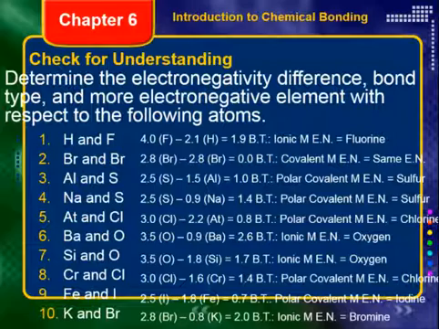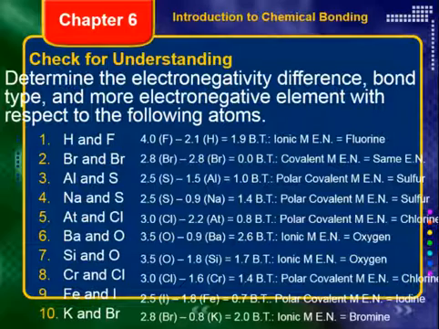Number 1, hydrogen and fluorine. Look at the periodic table with the electronegativity values on it. Again, don't memorize this, just look it up. Use it as a reference table. Fluorine has a value of 4.0. Hydrogen has a value of 2.1. I calculate the difference. The difference is 1.9. That makes the bond type ionic. And in this situation, the more electronegative element is fluorine. So fluorine is going to be the anion there.